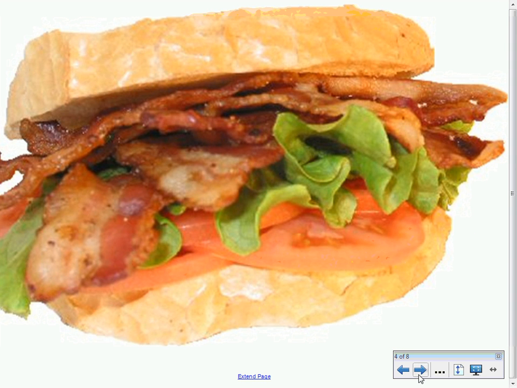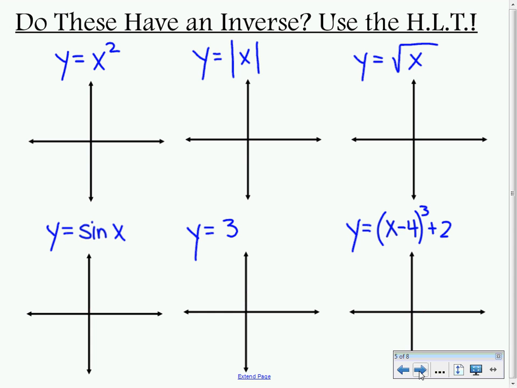Let's do that. There's your example of an HLT. Do these functions have an inverse? All right, so write down these 6 equations, these 6 graphs now. You might want to pause the video and see if you can actually just do little sketches of the graphs right now. Okay, so pause the video and we'll come back in a second. The graph of each of these looks like this.